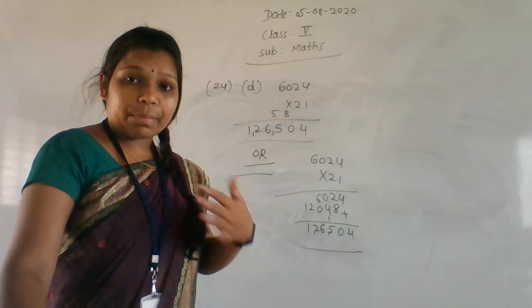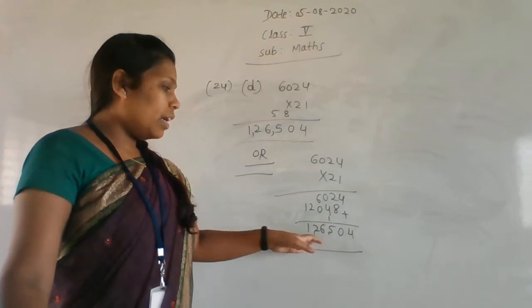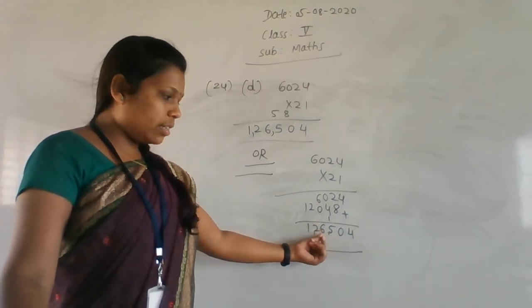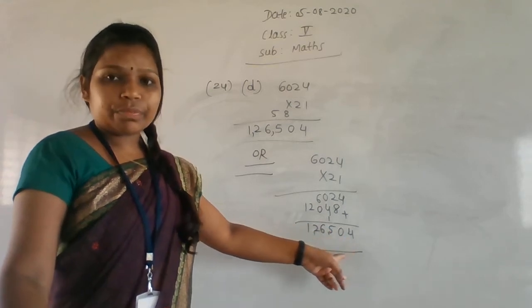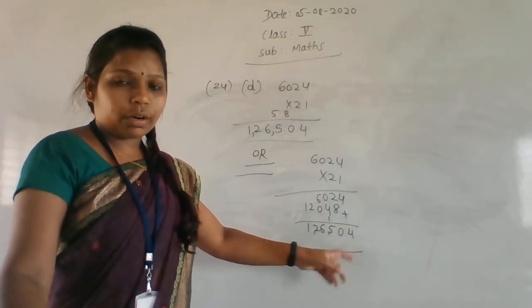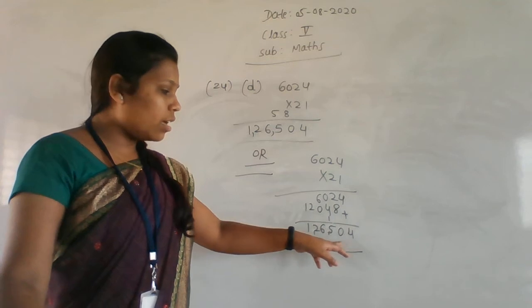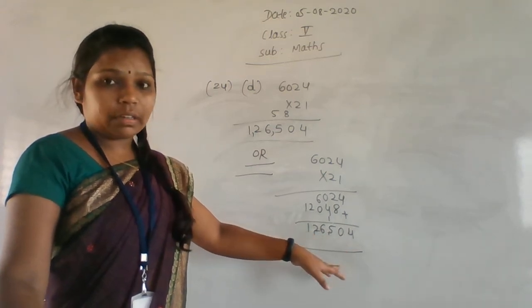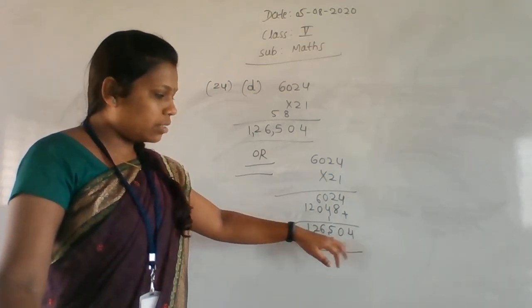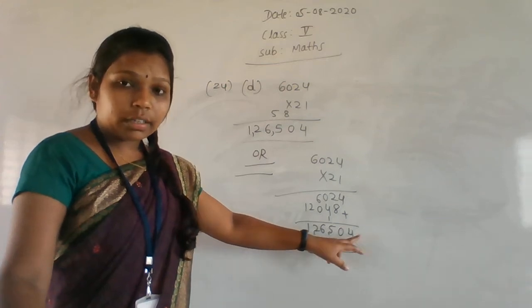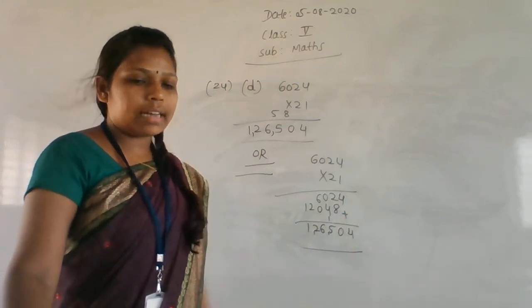So we have to be updated day by day. That's why we read it as 1,26,504. What is 'not'? It is nothing but the 0 that is there. That is the meaning it gives. Okay, so this is the answer: 1,26,504.